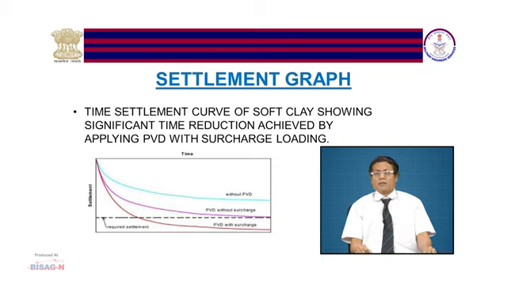Now, the second line is shown as PVD without surcharge. It will also take a long time, but it is less compared to the first one, that is without PVD. The third one is with PVD and with surcharge. You can see it is intersecting the required settlement graph very near to this ordinate, that is, the settlement time will be reduced enormously. So, here is the advantage we can get through the application of the PVD with surcharge.